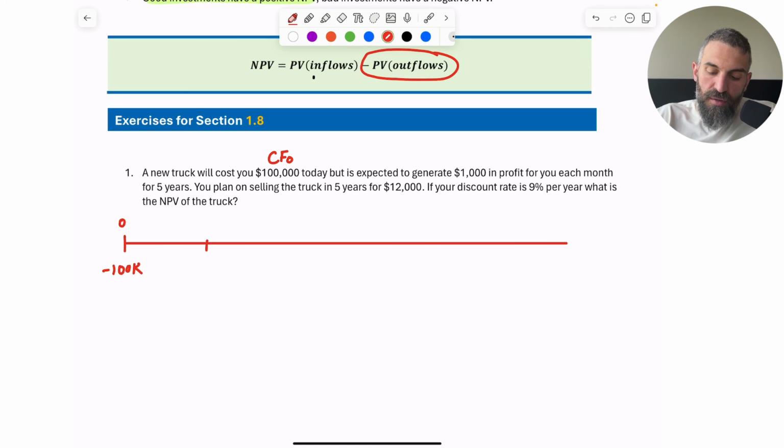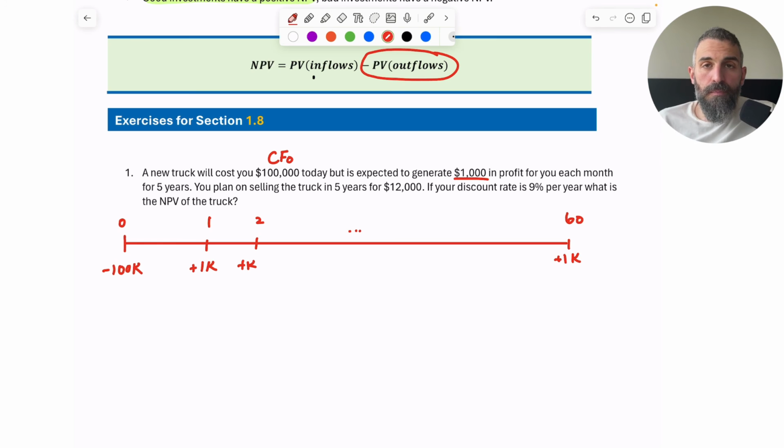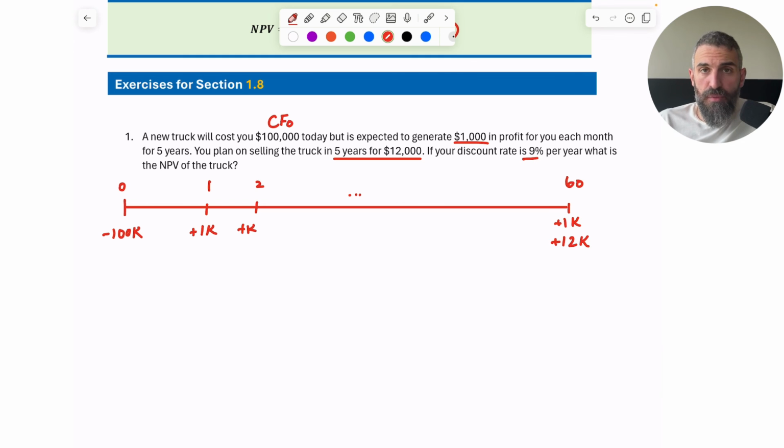Then it's going to generate $1,000 each month for 5 years. So month number 1, I'm going to get $1,000. Month number 2, I'm also going to get $1,000. This will continue for 5 years, so for 60 months. And at the end, I plan on selling it for $12,000. Your discount rate is 9%. What is the net present value of the truck?